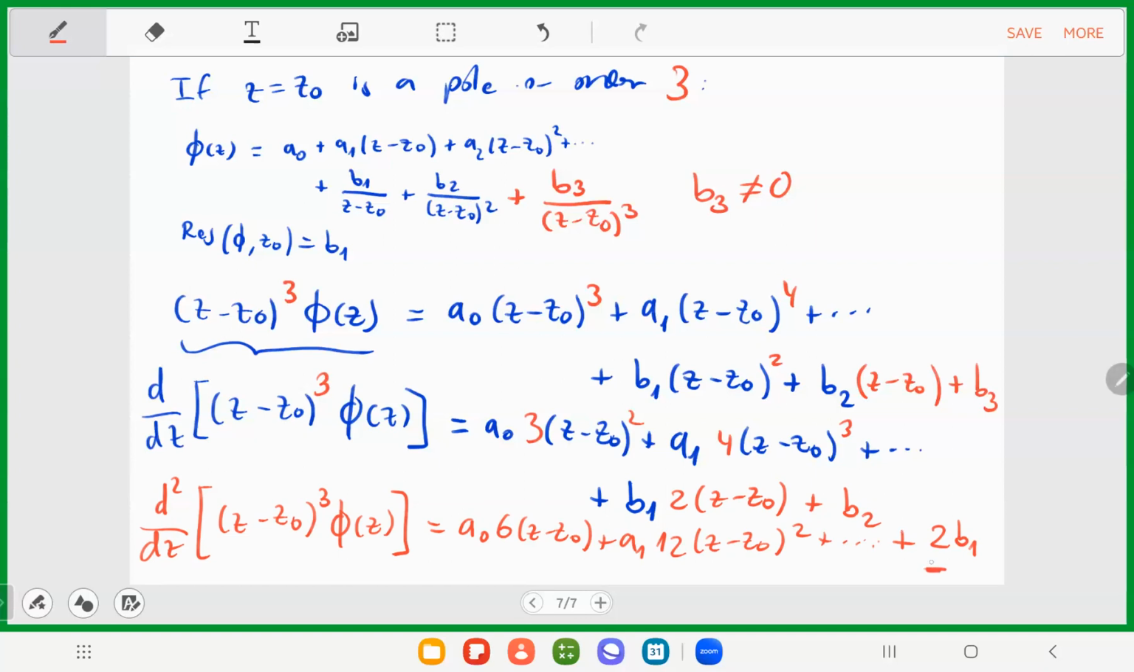Okay. Well, in general, we can get what we call the multiple pole method. To do the multiple pole method, we need to know roughly the order of the pole, although it's kind of flexible. But anyway, let's write how it works in general. So if z0 is a pole, imagine we know exactly the pole is order n.